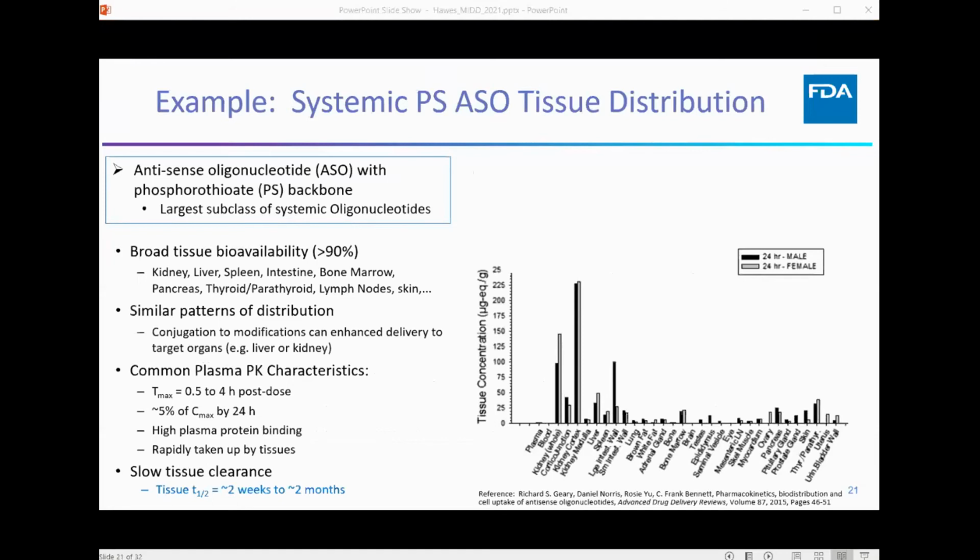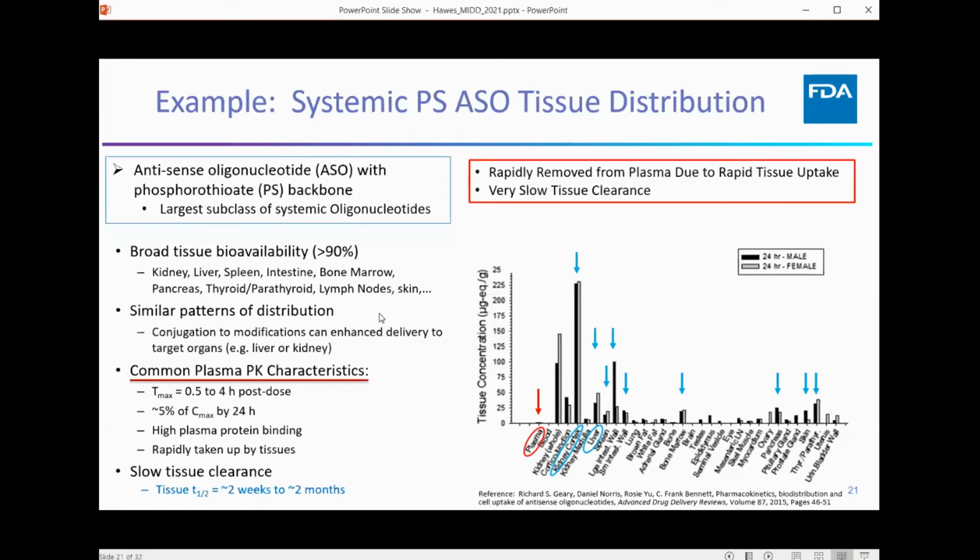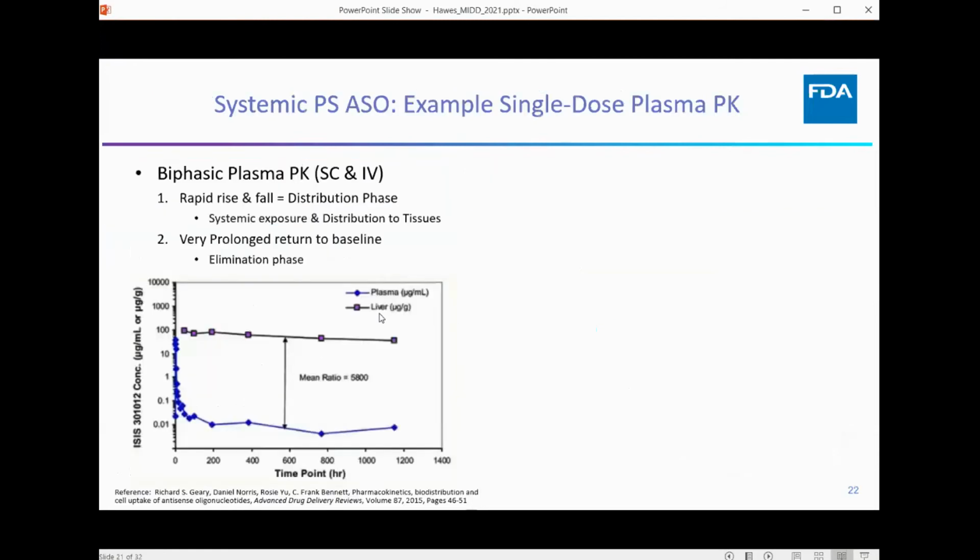This drug class usually has broad tissue bioavailability and similar patterns of distribution throughout the body, and common plasma PK characteristics where the Tmax is actually very short, and the drug is rapidly taken up by the tissues. However, there is very slow tissue clearance, and as you can see in this example, there is actually much more drug present in the tissues after 24 hours and practically nothing in the plasma. So the drug is rapidly removed from plasma due to rapid tissue uptake and very slow tissue clearance.